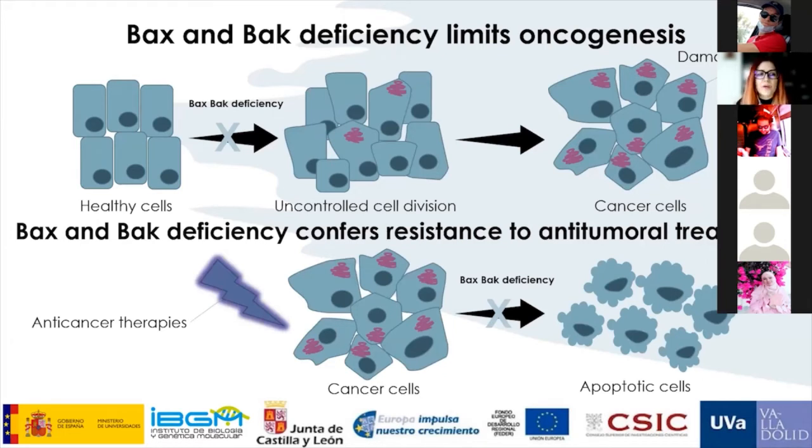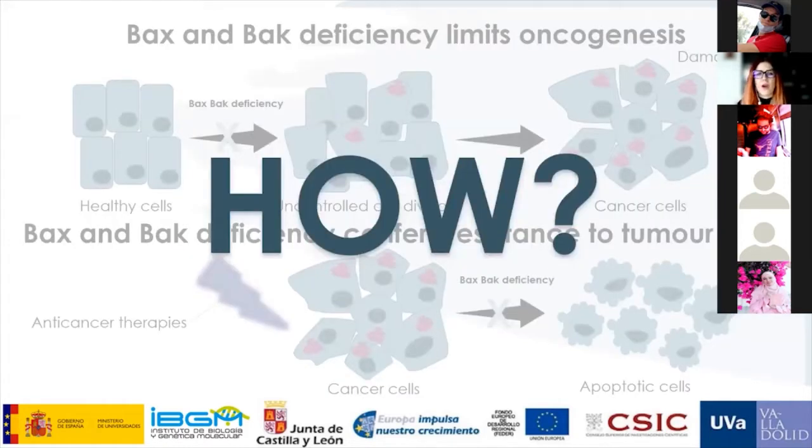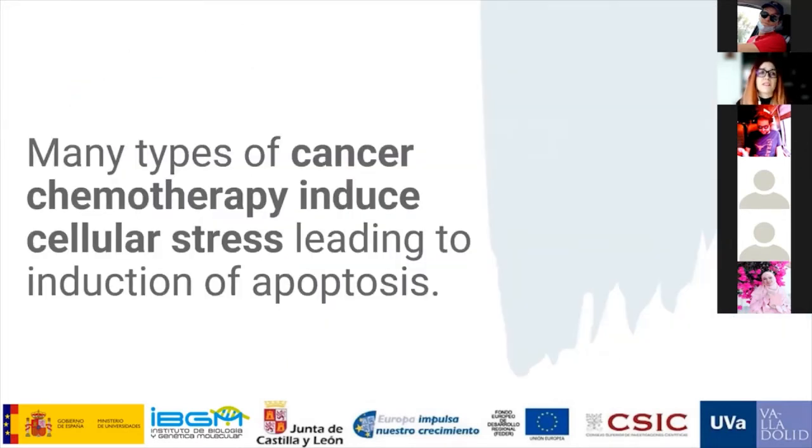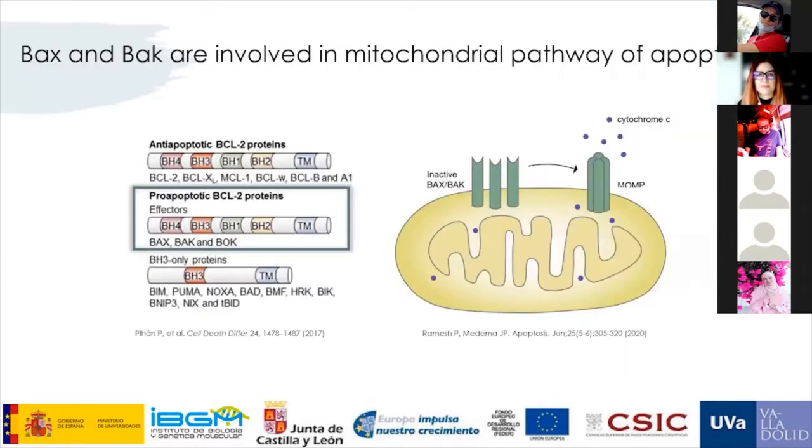As we know, most anti-cancer therapies, such as chemotherapies or radiotherapies, induce apoptosis in cancer cells. But in the case of Bax and Bak deficiency, we won't see this apoptotic pathway. So how is it possible to have this paradoxical function of Bax and Bak? Many types of cancer chemotherapy induce cellular stress, leading to induction of apoptosis.